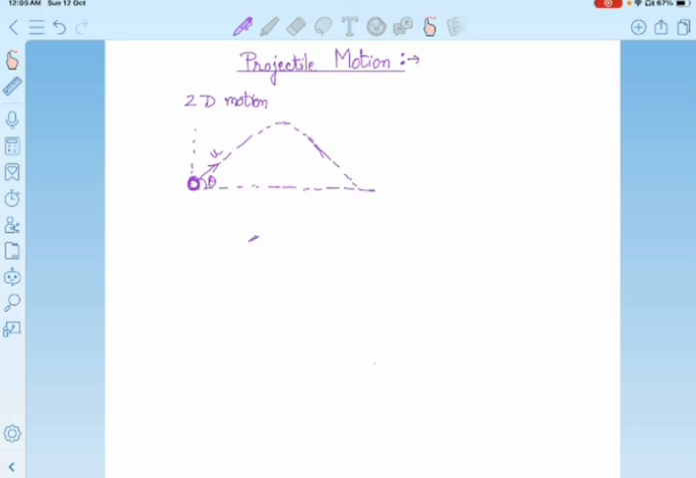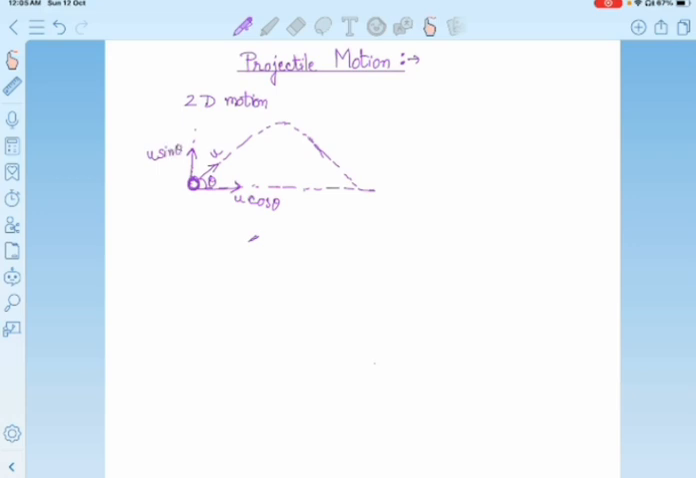As we have studied in vectors, we can divide a vector into components. So when we are throwing the ball with a velocity u, we can break it into components. Along the x-axis we have u cos theta, and along the y-axis we obviously have u sin theta.